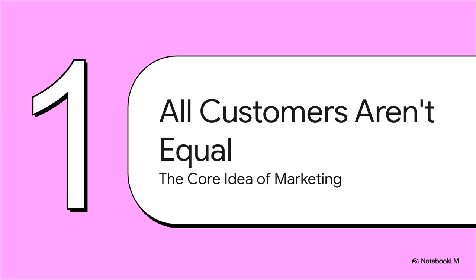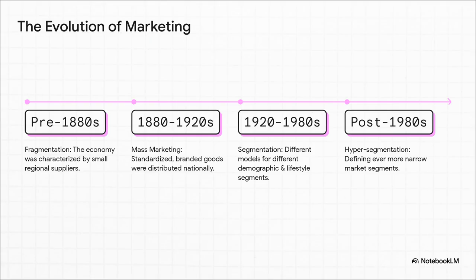The entire world of modern marketing really rests on this one simple but totally powerful idea. Not all customers are created equal. And you can really see it in this timeline. For a long, long time, it was all about mass marketing. You know, think of the Ford Model T. You could have any color you wanted as long as it was black.